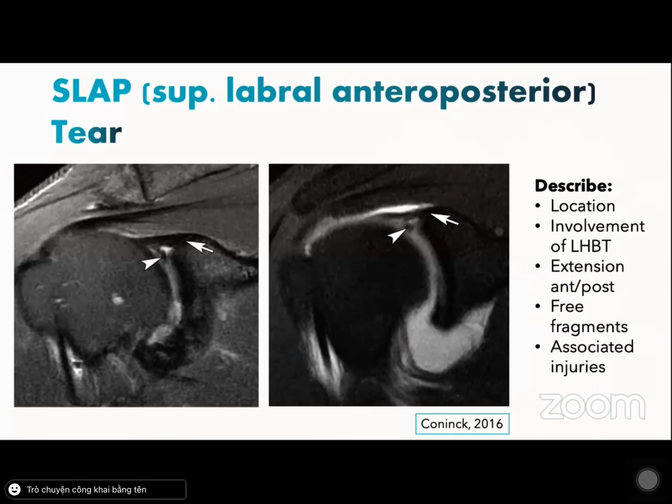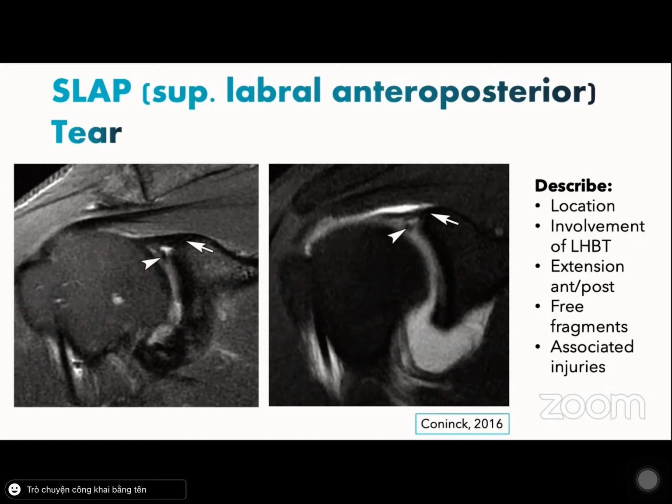Some examples of SLAP lesions. The coronal image on the left demonstrates a type 3 SLAP tear. The arrowhead points to the displaced bucket handle flap from a superior labral tear, while the arrow points to a normal looking long head biceps tendon inserting into the superior aspect of the glenoid. The coronal image on the right, on the other hand, demonstrates another superior labrum bucket handle tear, but now the adjacent long head biceps tendon insertion is irregular and attenuated. So this actually represents a type 4 SLAP tear.